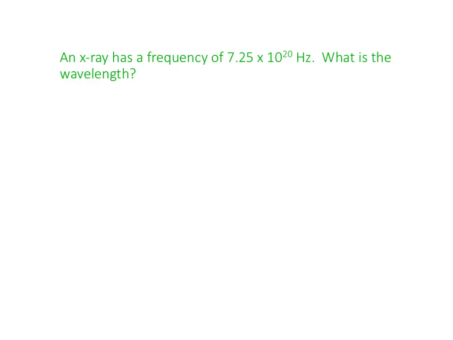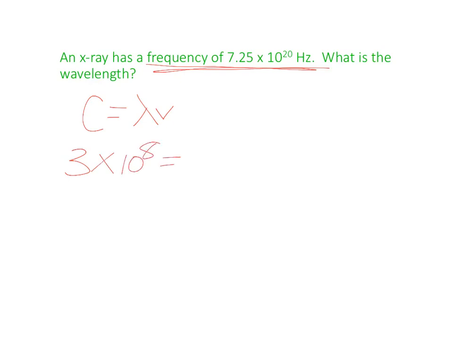All right, here's a different one. This time we're given the frequency. So that's our frequency. It wants to know what the wavelength is. So we have the same equation, and we're going to try this time to solve for wavelength. Okay, so we've got our C, which is always the same, 3 times 10 to the 8th, equals, looking for the wavelength this time. So that's our unknown. And then our frequency is 7.25 times 10 to the 20th hertz, or you can put 1/seconds, whichever.